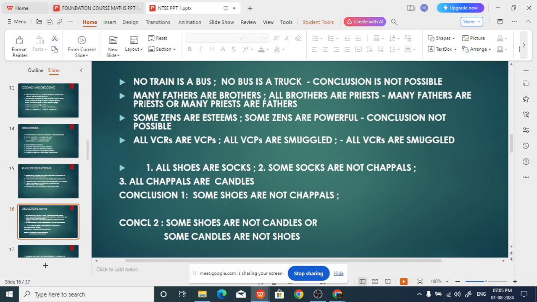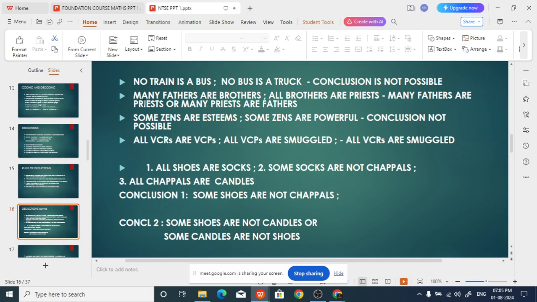Can you make a statement like that? Many fathers are priests, or many priests are fathers. Even like that you can write. Why are we saying many fathers are priests? Because brother should not come. It is a particular positive statement. So the answer can be many fathers are priests or many priests are fathers. Okay, good.